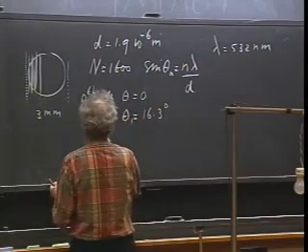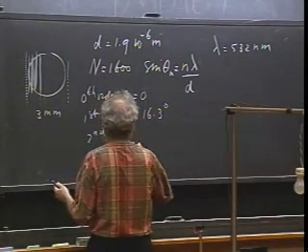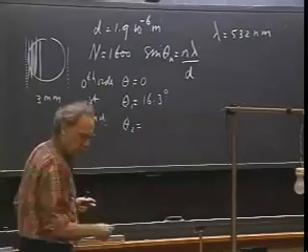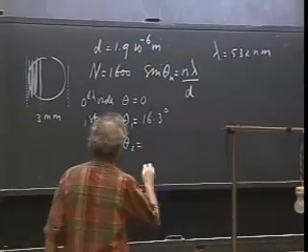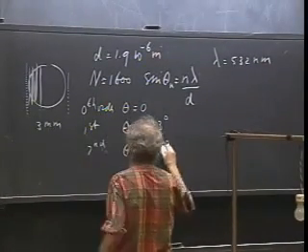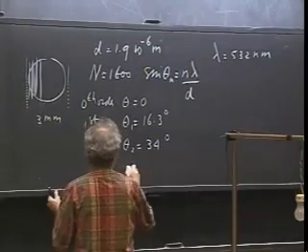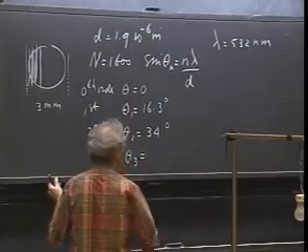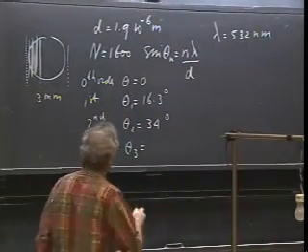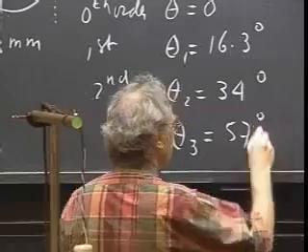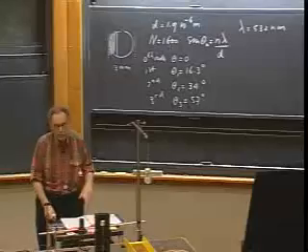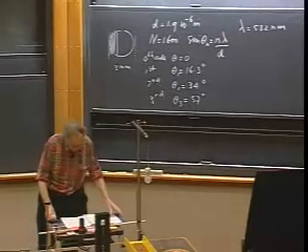And then I can go to the second order, theta 2, for that color. It's different for different colors. And I find 34 degrees. And I can go to the third order, and I find theta 3 is then 57 degrees. And there is no fourth order. That would make the sine of theta larger than 1. So there are only the 0 order, and then there are first, second, and third order.